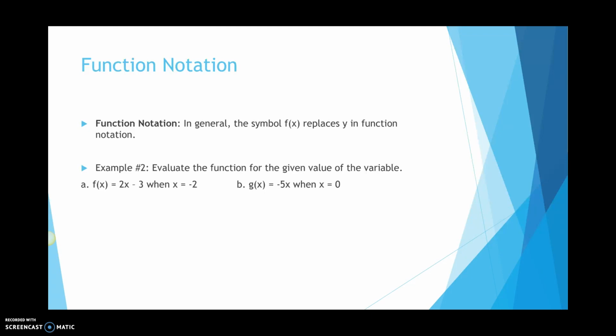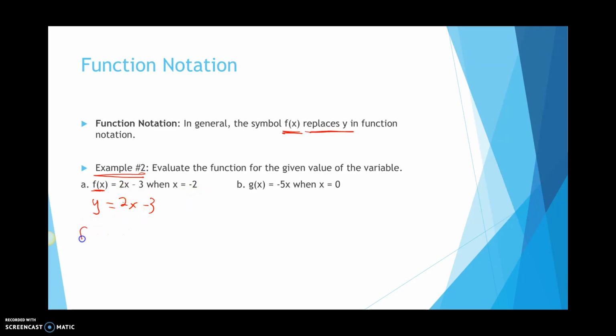Another thing that you're going to see in this section here is what we call function notation. What function notation is, the symbol f of x is going to replace the y. So if we look here at example number 2, it says evaluate the function for the given value of the variable. So we have here f of x, and f of x really is replacing y. And we have here 2x minus 3. So what they want you to determine is what your f of x, your function notation, is going to be, technically your y. So almost think of this as y equals 2x minus 3, and plugging in negative 2 for x.